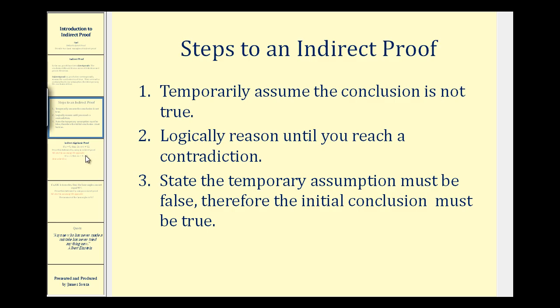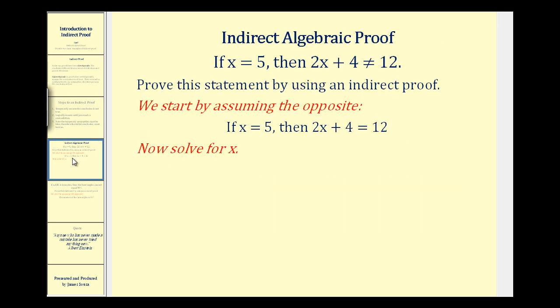Let's take a look at a couple of basic examples of indirect proof so we get a better feel for this type of proof. We'll first take a look at an indirect algebraic proof. We want to prove that if x equals 5, then 2x plus 4 cannot equal 12. By following the steps of indirect proof, we'll start by assuming the opposite is true, meaning if x equals 5, then 2x plus 4 is equal to 12.